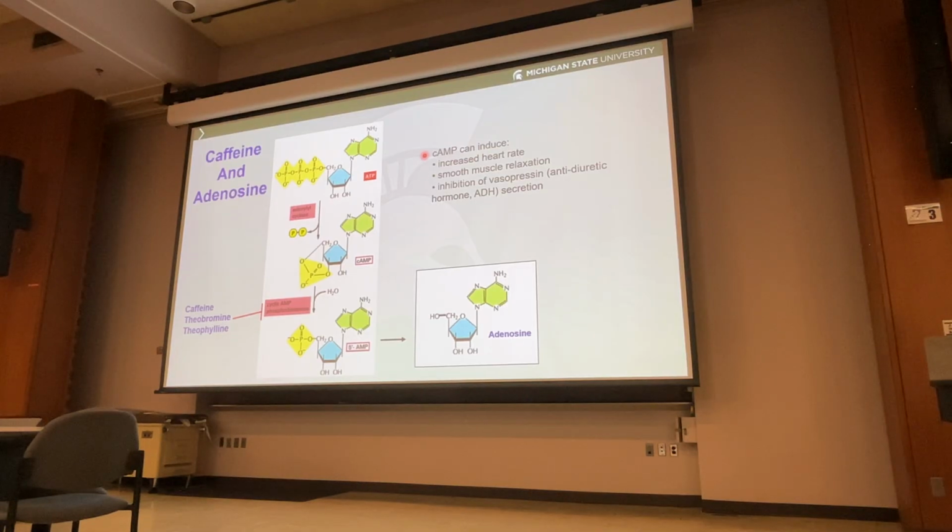But the cyclic AMP is important for increased heart rate, smooth muscle relaxation, and then inhibition of vasopressin, also known as antidiuretic hormone or ADH. That's where that diuretic effect of caffeine comes in, because it inhibits vasopressin. That is the standard antidiuretic in our system. That really controls how much water loss we go through on a daily basis.